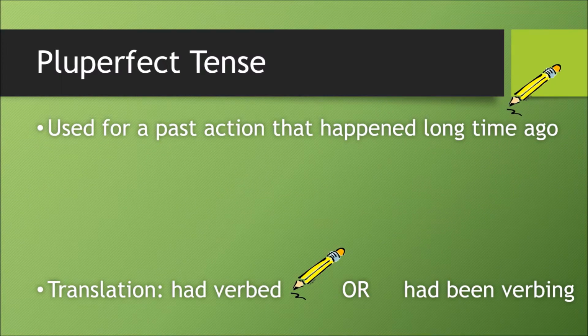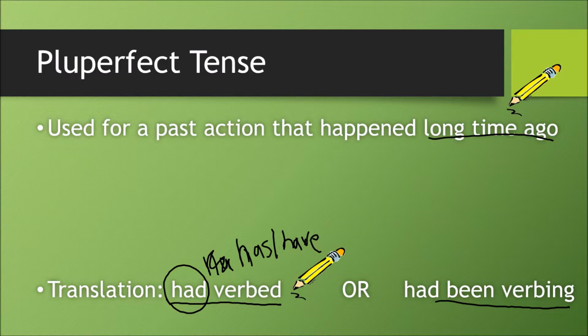Discipuli, the pluperfect tense is in part used for a past action that happened a long time ago, and we'll use our translation had verbed or had been verbing. Now notice this helping verb had, as opposed to the helping verb has or have verbed. Had is the past tense of has or have, so really we're using the past tense of our helping verb has, have, plus the past tense of our actual action to make it a super past, a double past, which will indicate that it happened a long time ago.